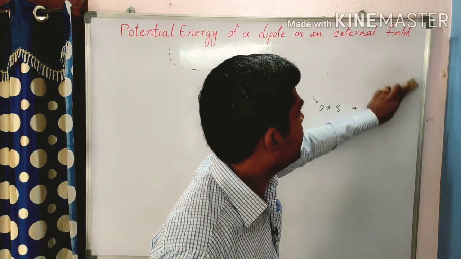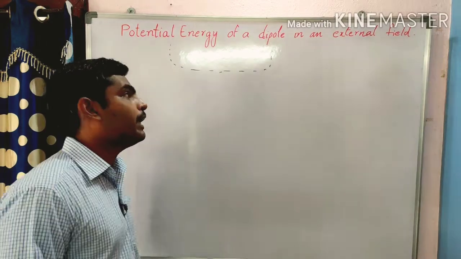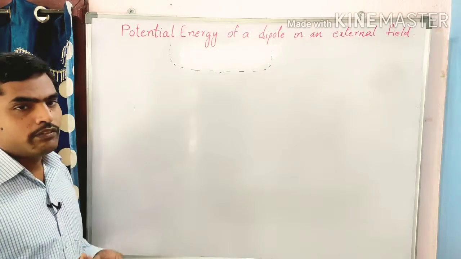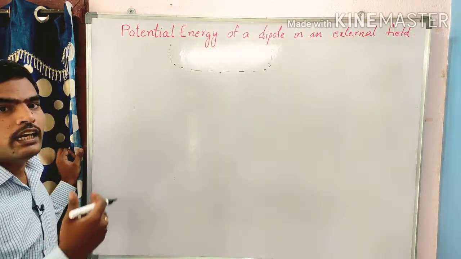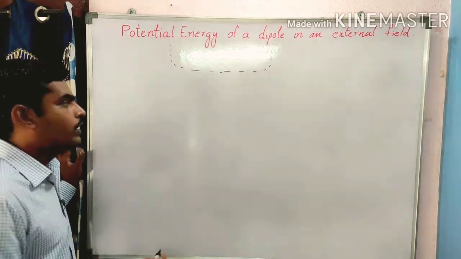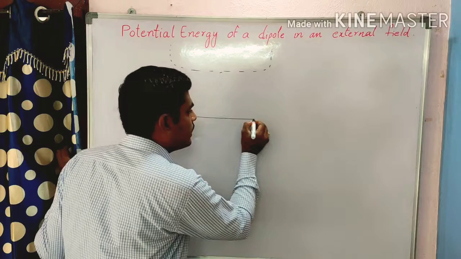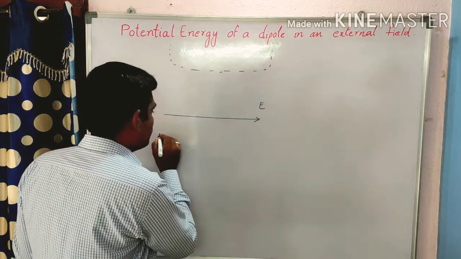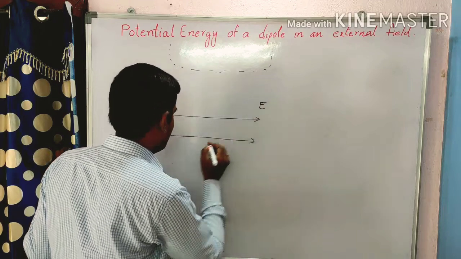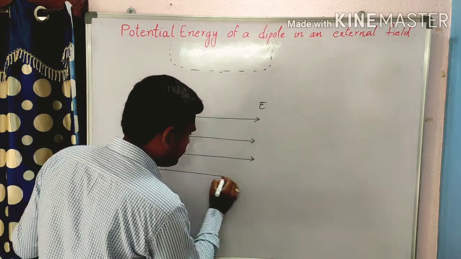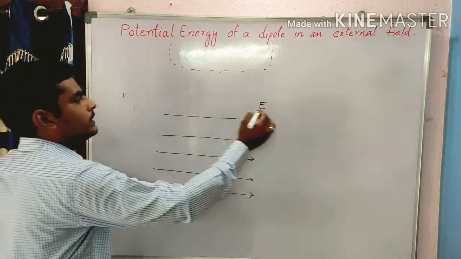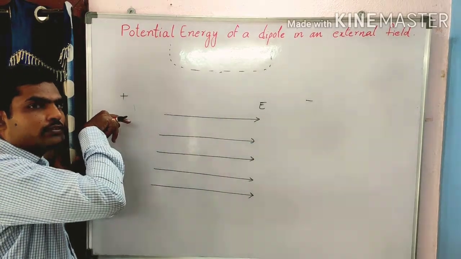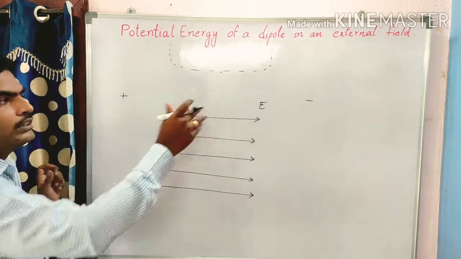Now we are going to discuss potential energy of a dipole in an external field. So here we are placing the dipole in an external electric field. I am taking an external electric field, E. Whenever I draw the electric field, as in our previous video, this side is positive and this side is negative. The field lines travel from positive to negative.